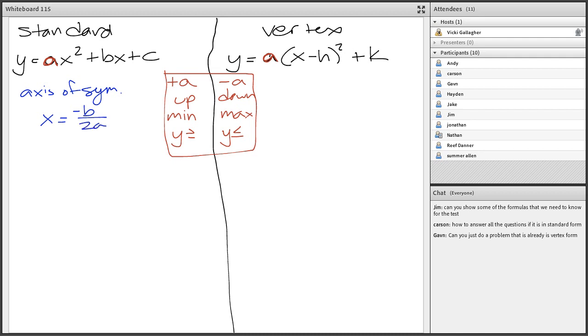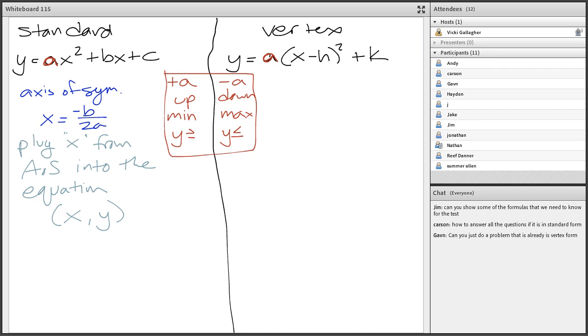And then once you know your axis of symmetry, you will plug your x from the axis of symmetry back into the original equation. And that will give you your y for your vertex. So whatever number you get from here, that's also going to go in your vertex. So there's a lot of math required for standard form.